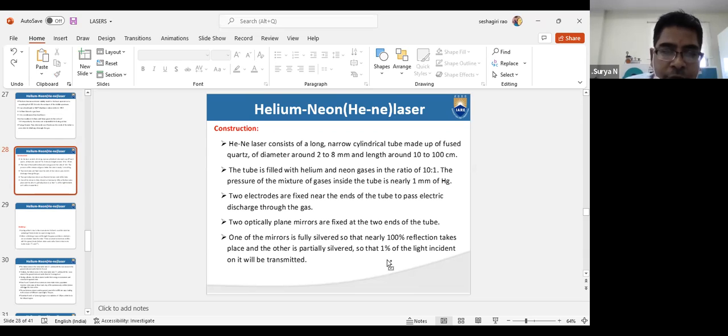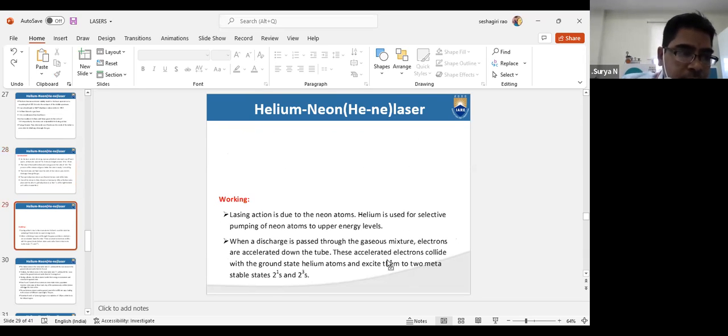Right. So now we come to the working principle of the laser.